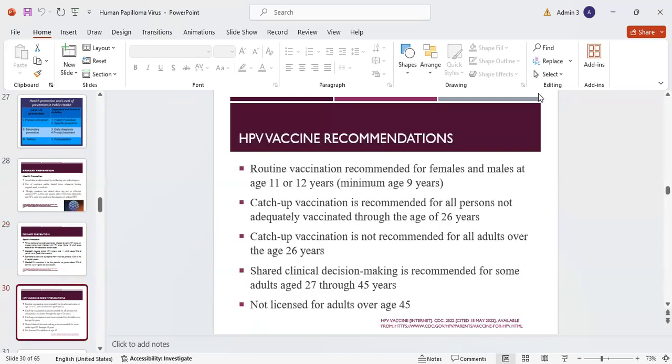HPV vaccine recommendation. Routine vaccination is recommended for females and males at the age of 11 to 12 years, minimum age 9 years. Catch-up vaccination is recommended for all persons not adequately vaccinated through the age of 26 years. Catch-up vaccination is not recommended for all adults over the age of 26 years. Shared clinical decision making is recommended for some adults aged 27 through 45, but not for adults over age 45.